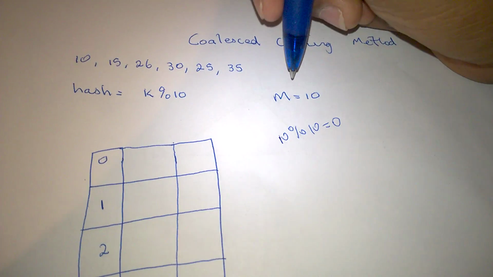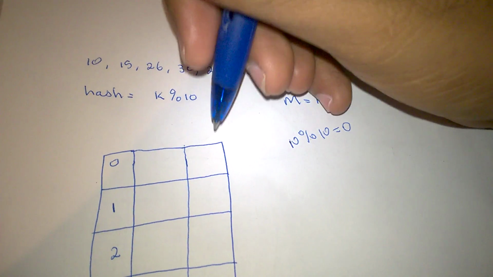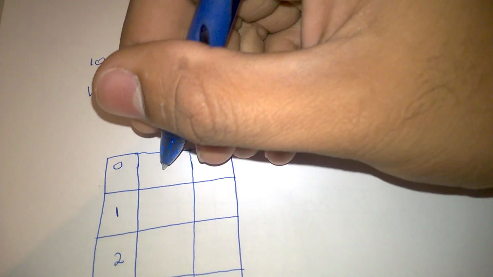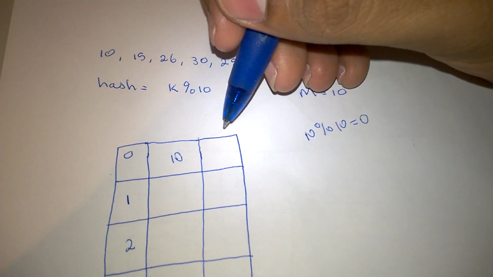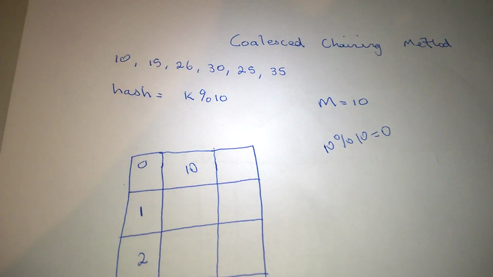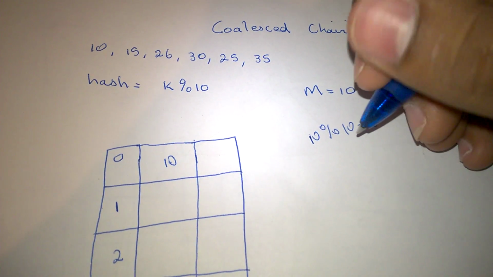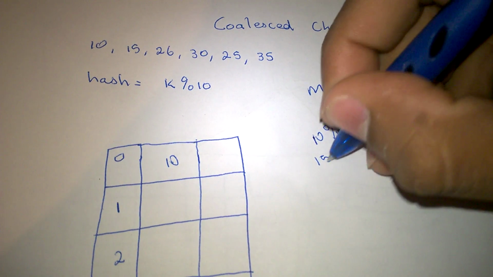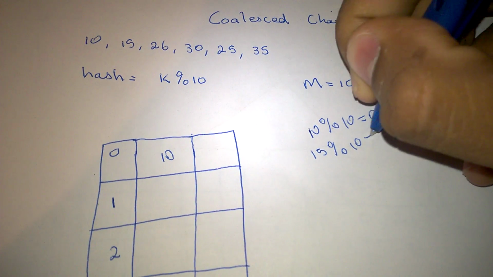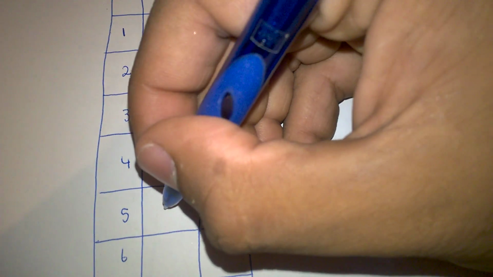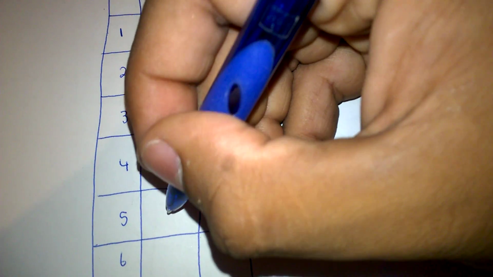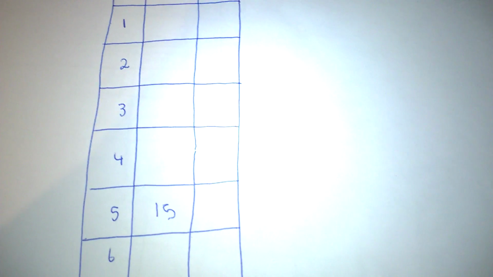Right? So again, I'll give you M in the question. So we insert 10. You'll notice we have another column here called the next column. We'll see what the next column is for in a minute. So the next value we want to insert is 15. So 15 mod 10 is equal to 5. So we go to 5 and insert 15, right?